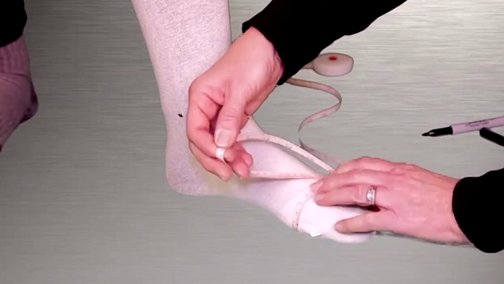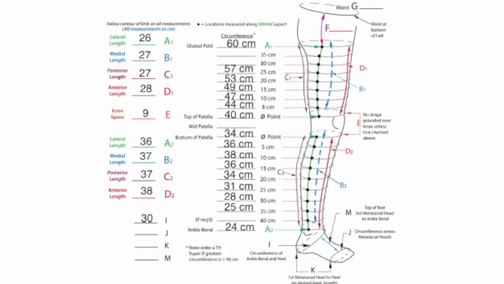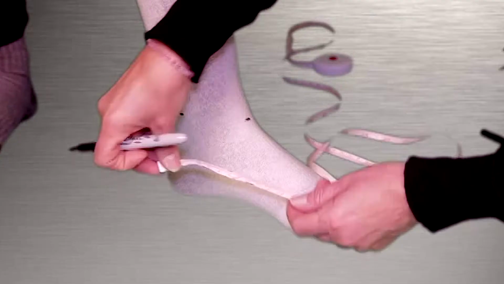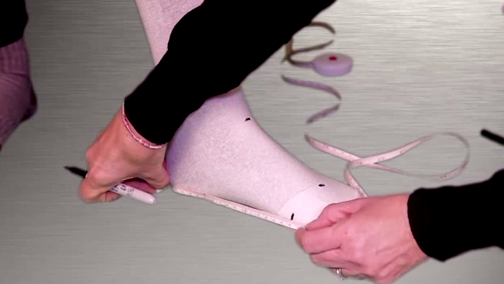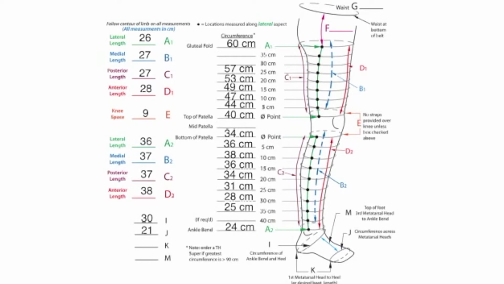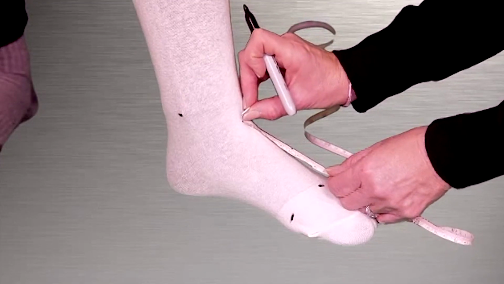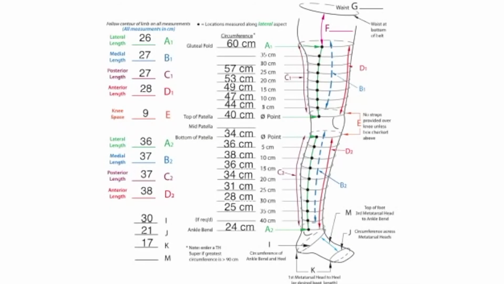Next, measure the circumference around the metatarsal heads and record the value on line J. Position the zero of the tape measure at the back of the heel. Measure the length to the first metatarsal head and record the value on line K. Finally, measure top of the foot from the third metatarsal head to the ankle bend and record this length on line M.